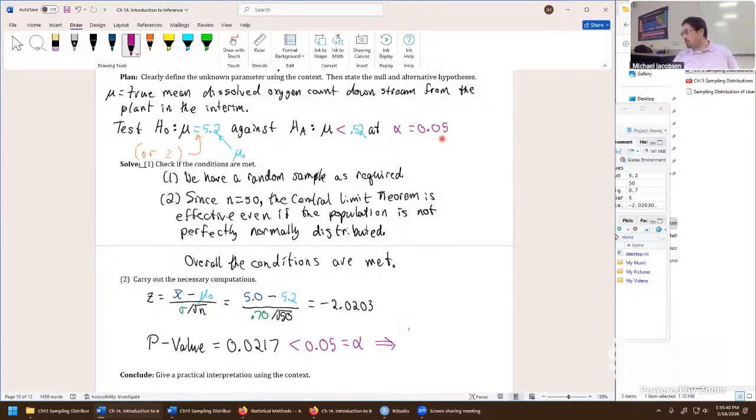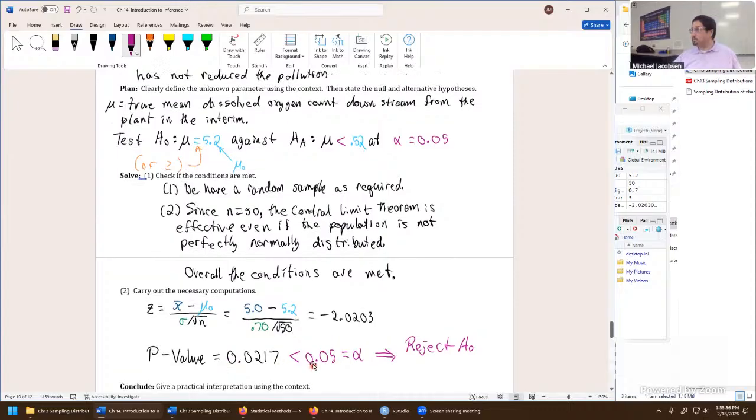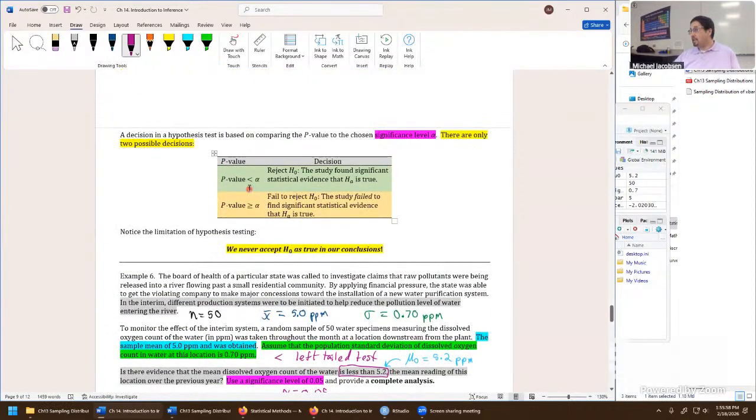This implies reject H naught. I'll say briefly, if we're rejecting H naught, that means we have significant statistical evidence the alternative hypothesis, HA, is true. So how do I know to reject? It comes back to this table. If you're less than alpha, you reject H naught. Greater than or equal to alpha is when we would fail to reject H naught.